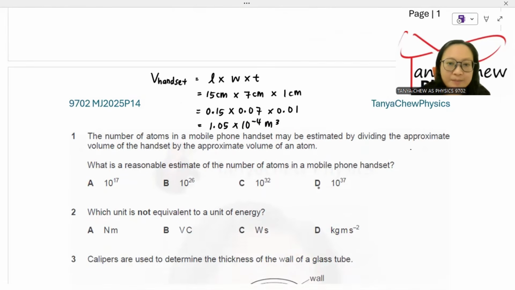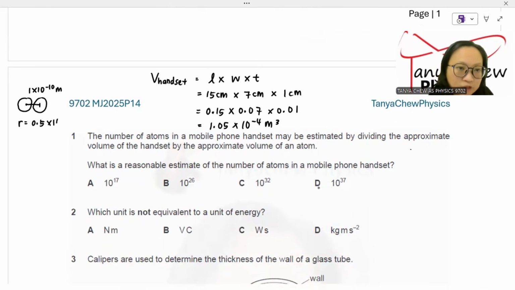Now, estimate the approximate volume of an atom. I know that the atoms in the handset, because they are solid, the distance from the center of one atom to the center of the next atom is about 1 times 10 to the power negative 10 meter. This is like the diameter of one atom. So I want to find the radius of one atom, which is 0.5 times 10 to the power negative 10 meter, because I just take diameter divided by 2.